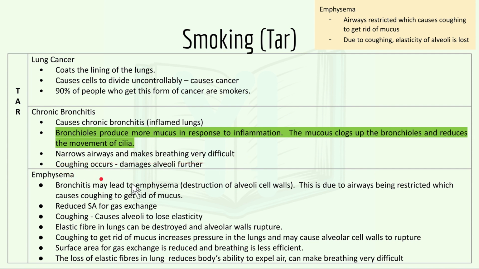Here's emphysema. Bronchitis may lead to emphysema, which is the destruction of alveoli cell walls, and this is due to airways being restricted, which causes coughing to get rid of the mucus, and reduces the surface area for gas exchange. Coughing to get rid of the mucus increases the pressure in the lungs, and elastic fibers in the lungs can be destroyed. The reduced surface area for gas exchange and the loss of elastic fibers in the lungs reduce the body's ability to expel the air, which can make breathing very difficult. So here's more on emphysema.